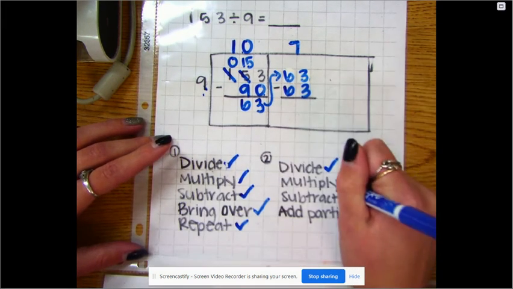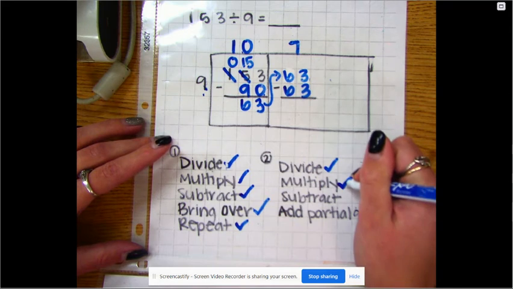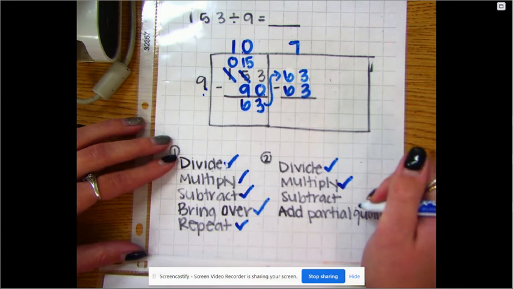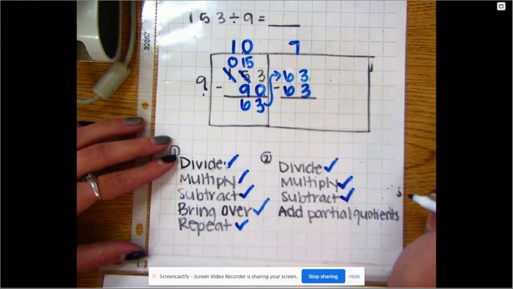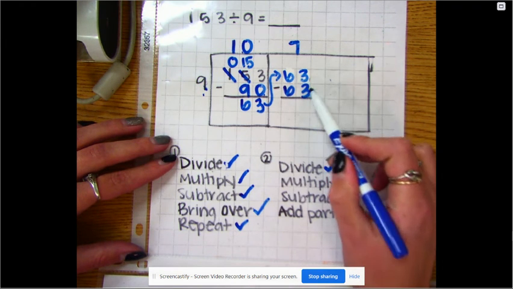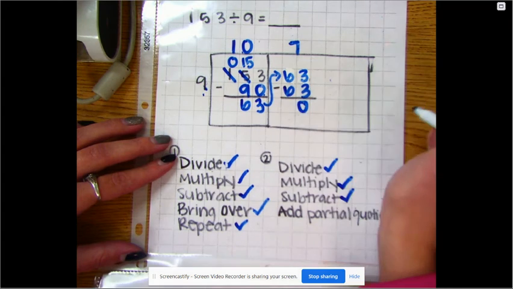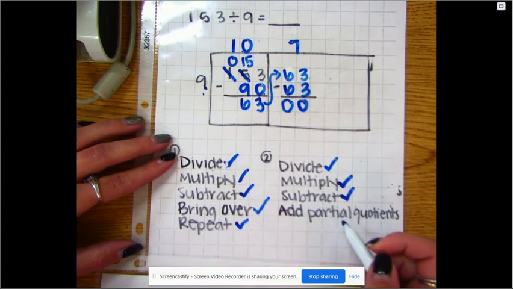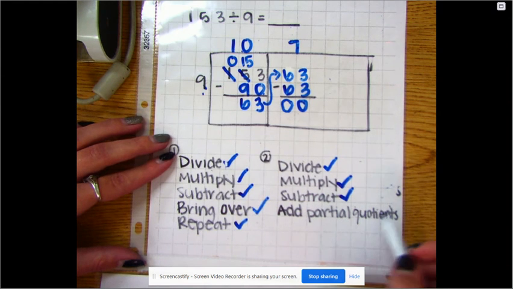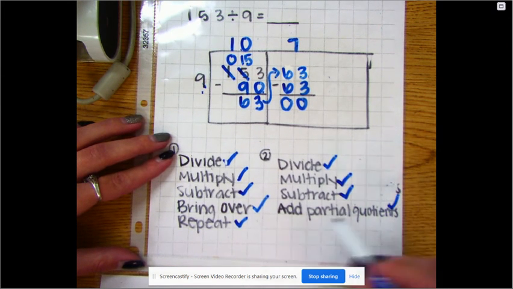Okay. I've divided. I've multiplied. My third step in this part is to subtract. 3 take away 3 is 0. 6 take away 6 is 0. My final step is to add my partial quotients.